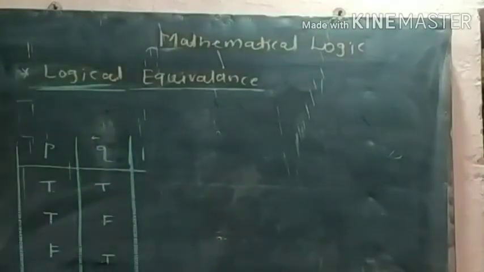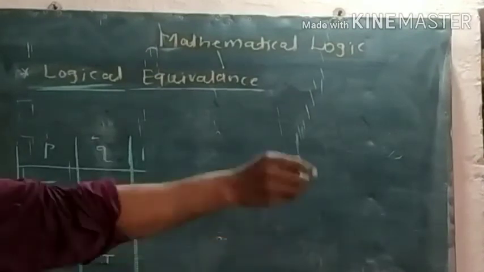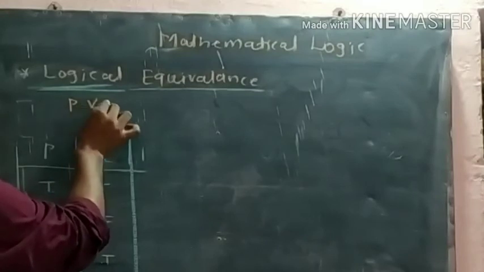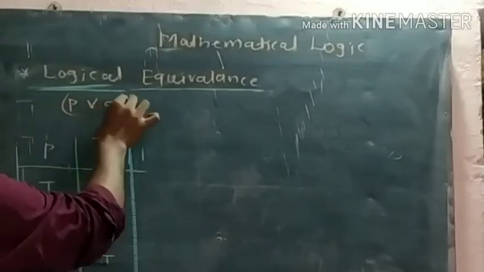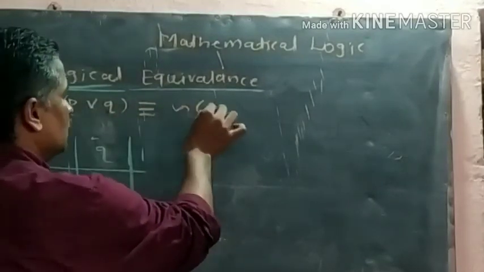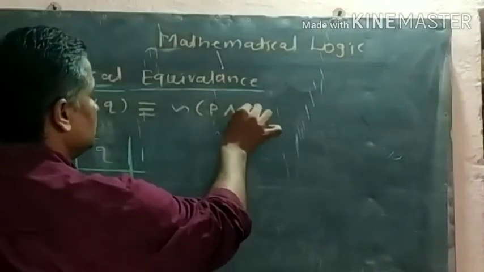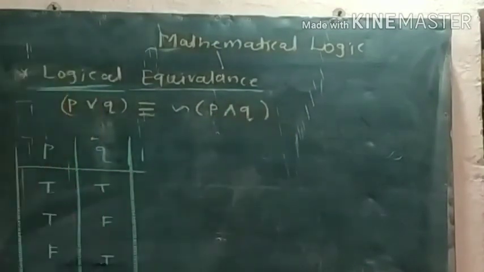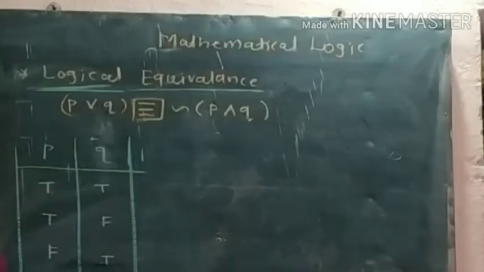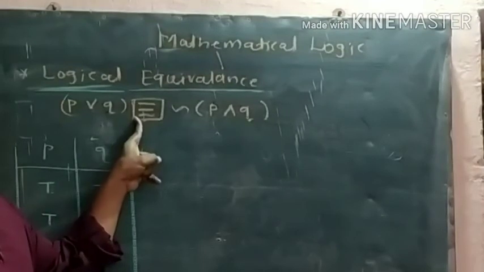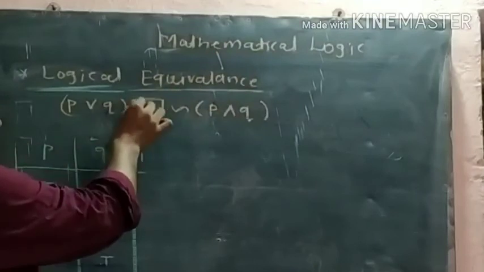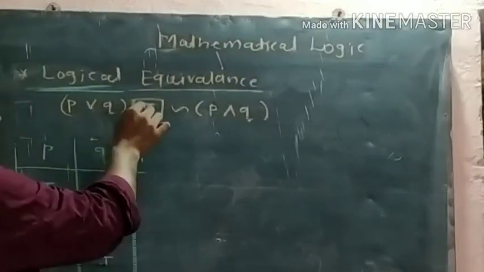For this purpose, consider any logical statement. So P disjunction Q is logically equivalent to negation of P conjunction with Q. Observe that this is the symbol of logical equivalence. That means three lines are parallel. It is known as an equivalence notation.